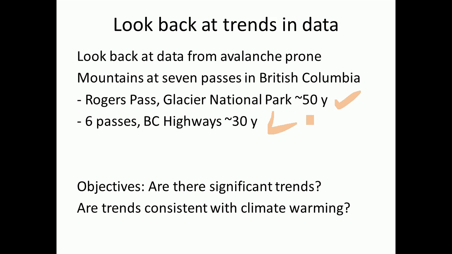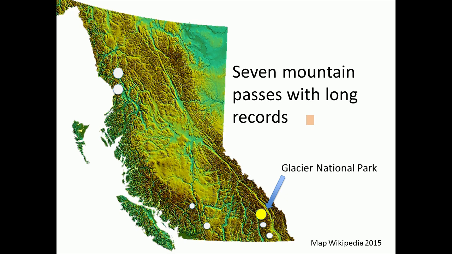Our objectives were to look for significant trends from elevations relevant to avalanching and to assess if the significant trends were consistent with climate warming or not. Here's a map of British Columbia. 6 passes in the BC Highways jurisdiction are marked with white circles. Glacier National Park is marked with a yellow circle.